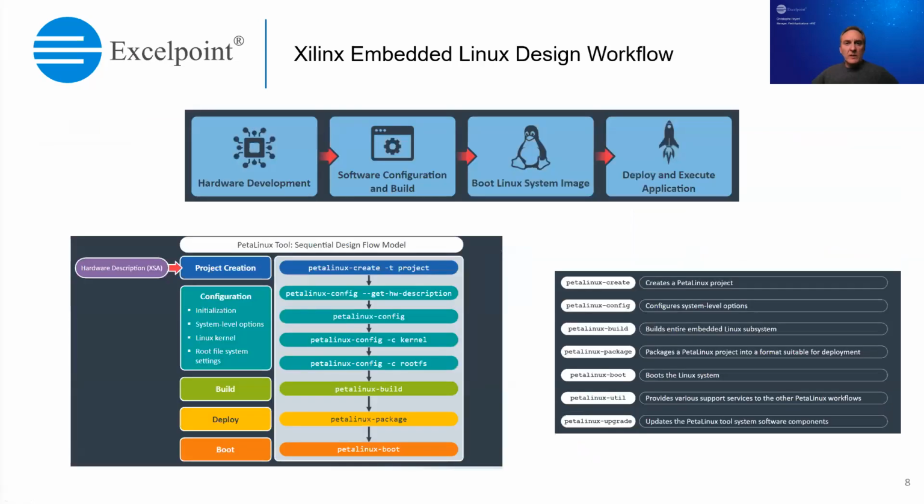If we look at the workflow to build an embedded Linux system using Petalinux, we can see that it follows a sequential design flow model. The same exported hardware description, the ZYNQ support archive, which we previously used to build software applications with Vitis IDE, can also be used by Petalinux for software configuration and builds. So the settings in the hardware specification are propagated to the software configuration when creating and configuring a Petalinux project. Then the kernel, application, and system settings are configured, and the final Linux system image is built. Once the image is built, it can be booted on the target platform, and finally the desired application is deployed and executed on the target.